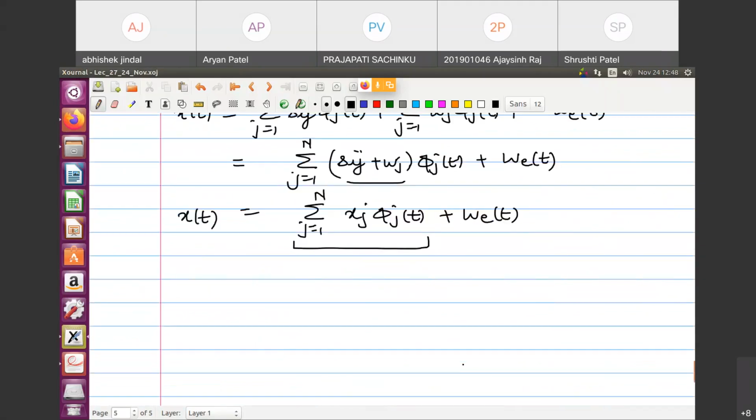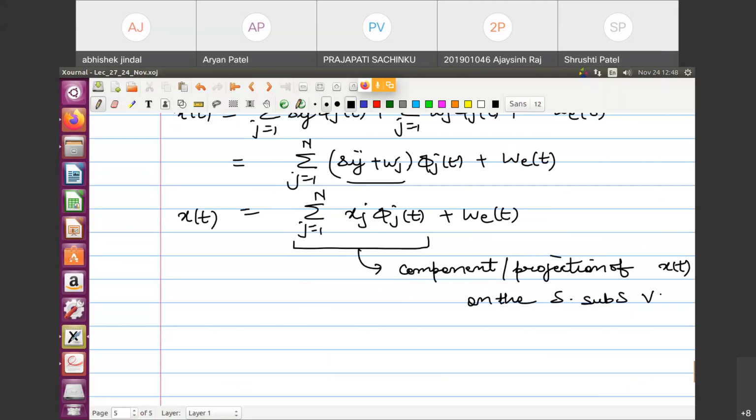So now you have just somehow found out that in V what is the component of x(t). Okay. Now what do we call it as? This is called as the, I think I have already mentioned this, but let me write it down again. This component is the projection of x(t) on the signal subspace V. Okay.